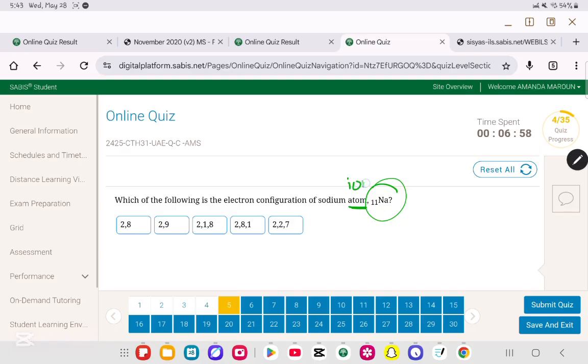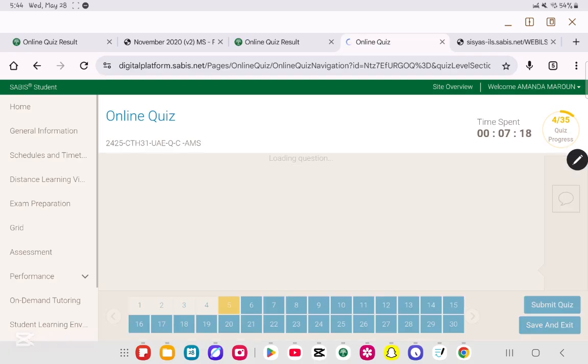Pay attention. If they said ion, then you would have to take it as A+. But they said atom, so you will just take it as A. It has a proton number of 11, so based on electronic configuration, it's going to be 2, 8, 1. So this is how you do the electronic configuration of the sodium, Na.